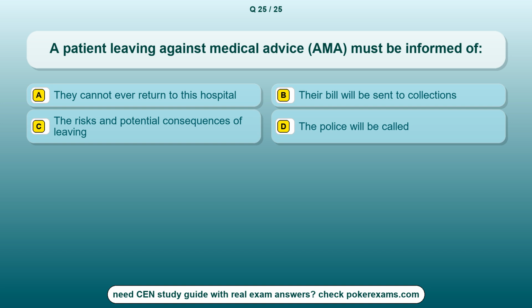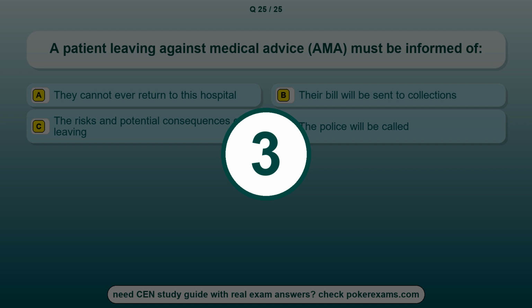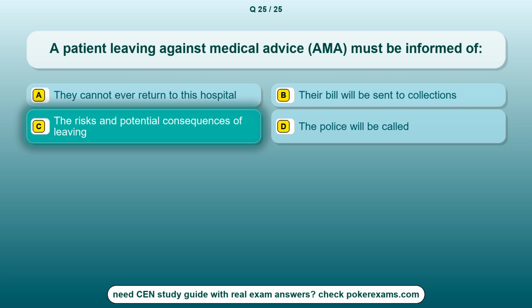Question 25. A patient leaving against medical advice, AMA, must be informed of: Option A, they cannot ever return to this hospital. Option B, their bill will be sent to collections. Option C, the risks and potential consequences of leaving. Option D, the police will be called. The correct answer is option C, the risks and potential consequences of leaving.